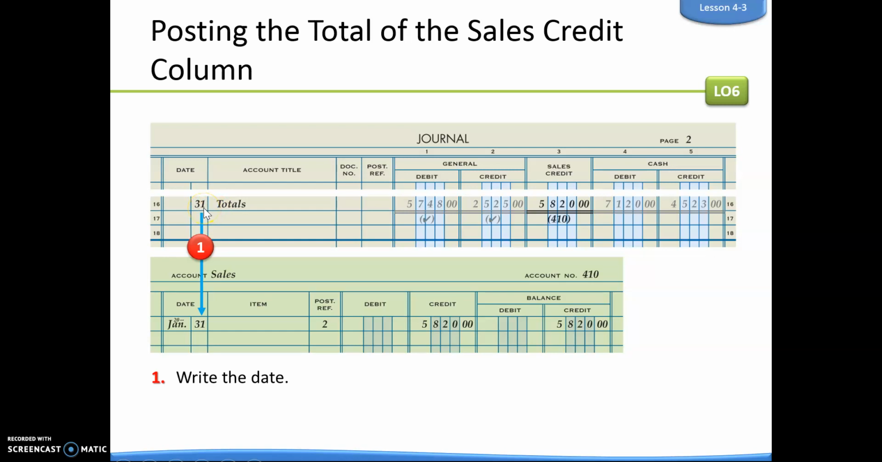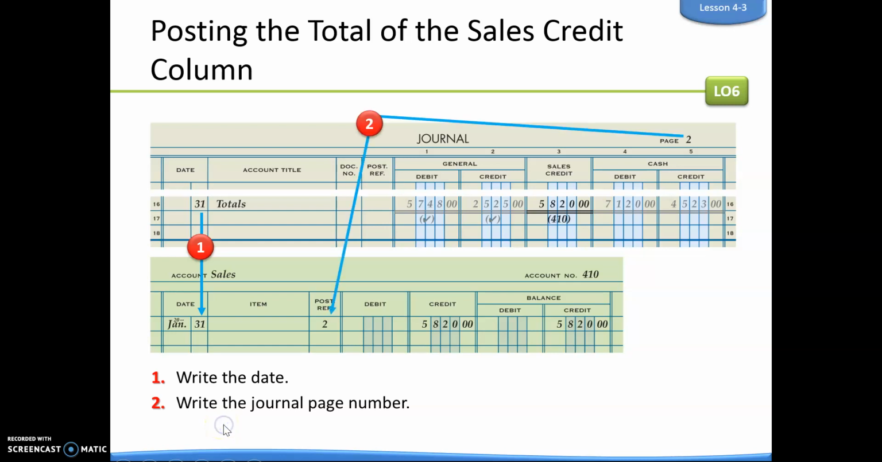So whether that's the 30th or the 31st, or if we're working in February, the 28th, we put our total down here just like we did yesterday. We still put our journal page number because we happen to be on the second page. Make sure you pay attention. This is page number 2, comes down into the post reference column. And then we write our column total.